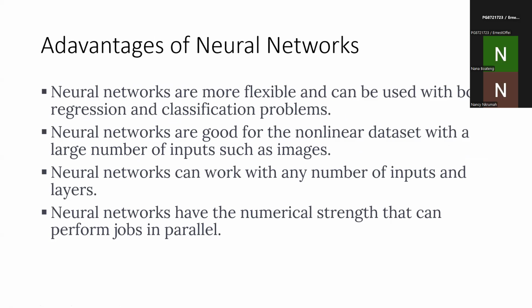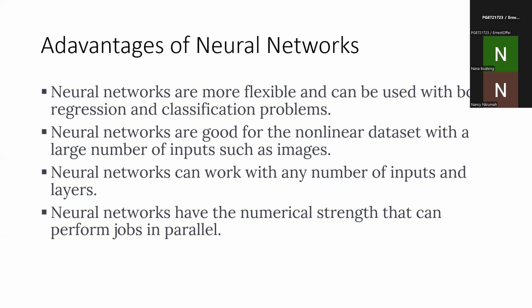Okay. So neural networks are more flexible and can be used with both regression and classification problems. Because it has so many activation functions, it can deal with regression, it can deal with classification. That's another advantage of neural networks. Neural networks are good for nonlinear data sets with a large number of outputs, such as images. And neural networks can work with any number of inputs and layers.